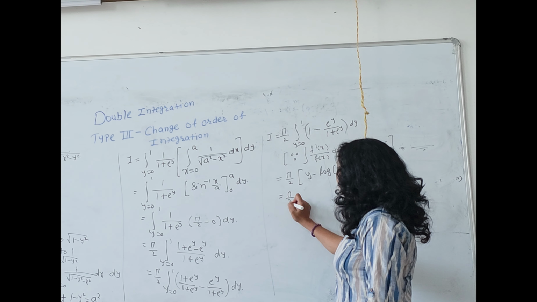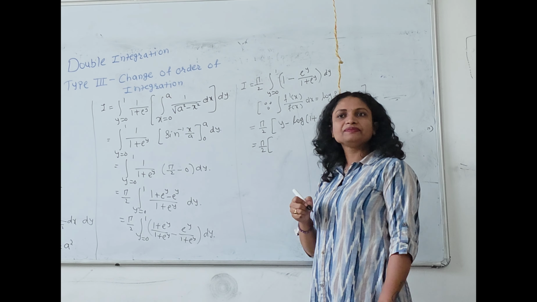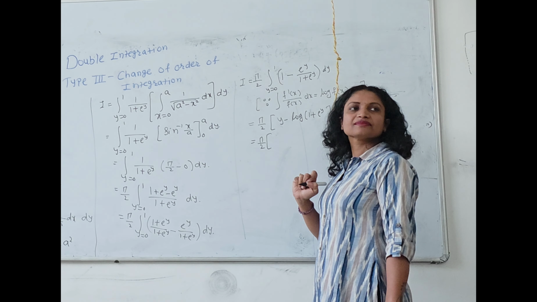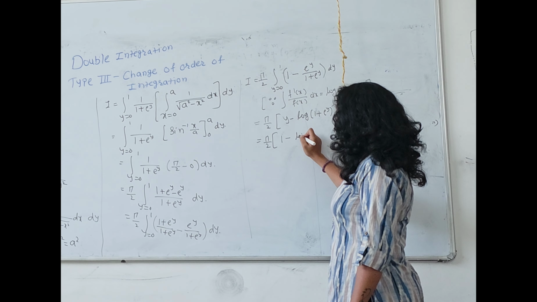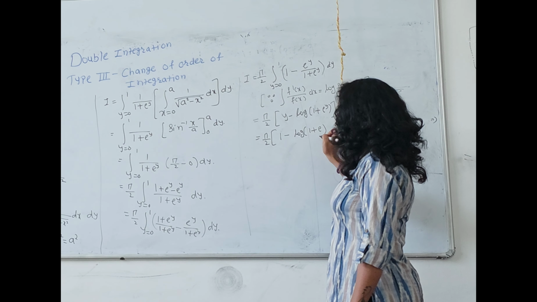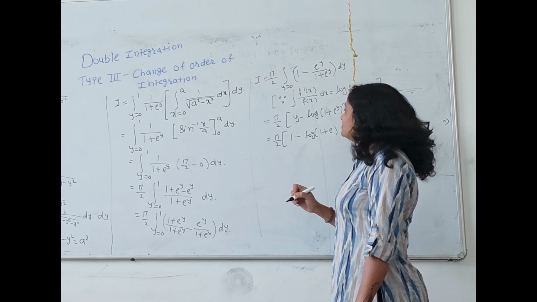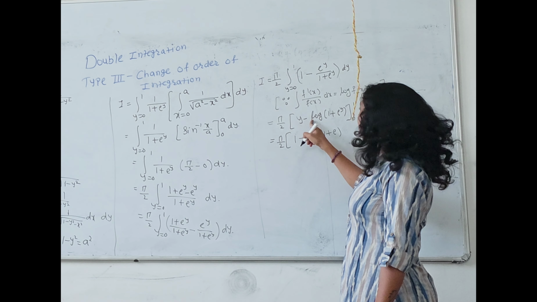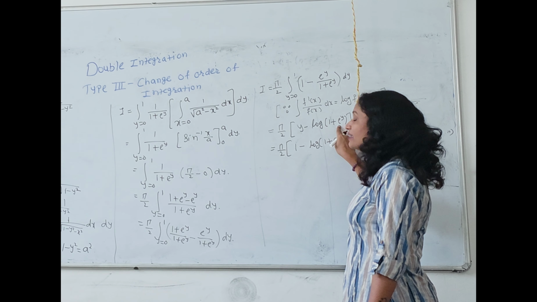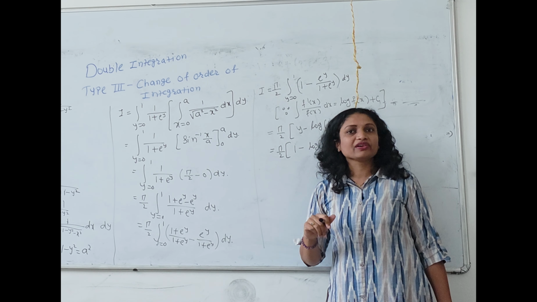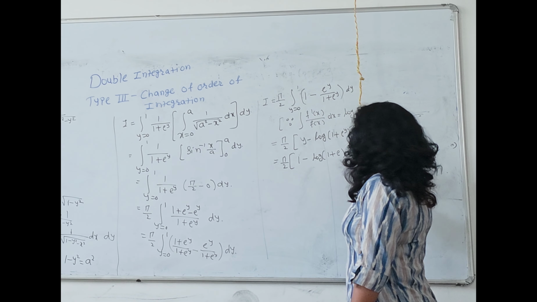So this is pi by 2. Put upper limit here. So what are you going to get? On the place of y, 1 minus log of 1 plus e. If you are putting lower limit here, what are you going to get? 0 minus log of 1 plus e raised to 0. E raised to 0 is 1. 1 plus 1, 2. So it becomes log 2.